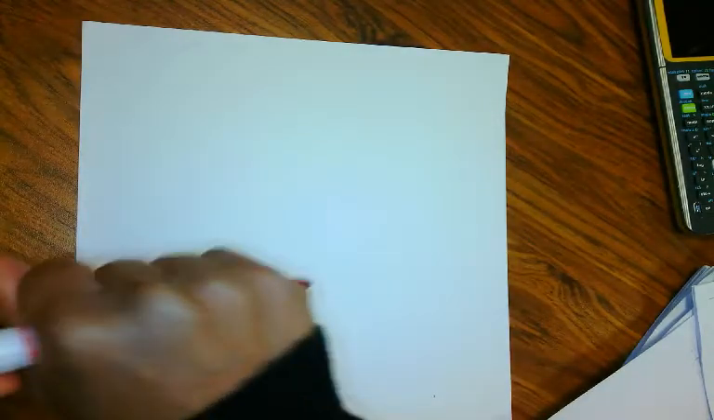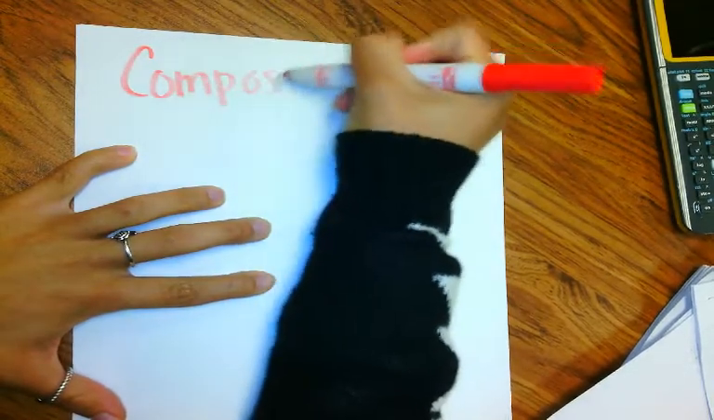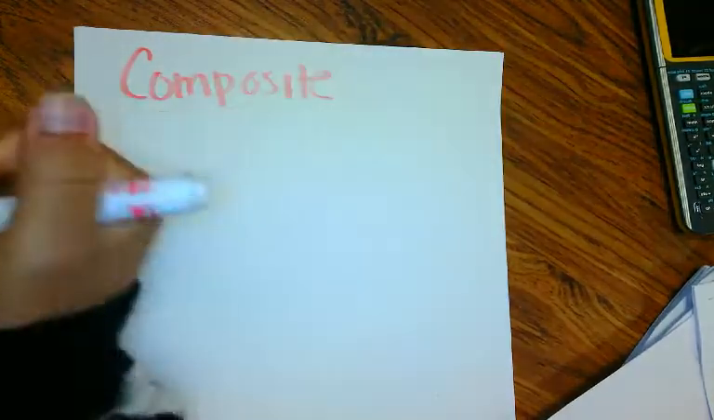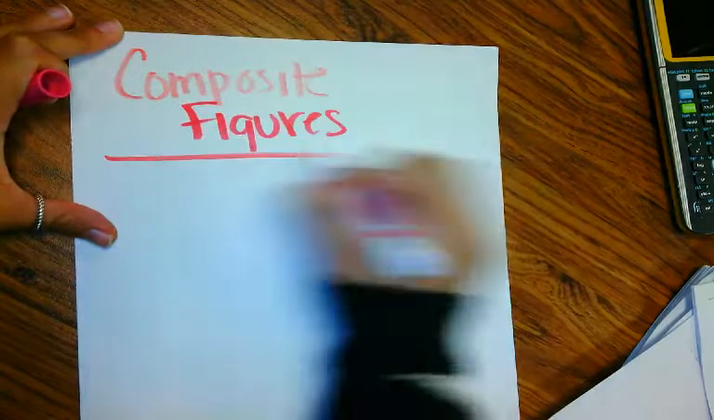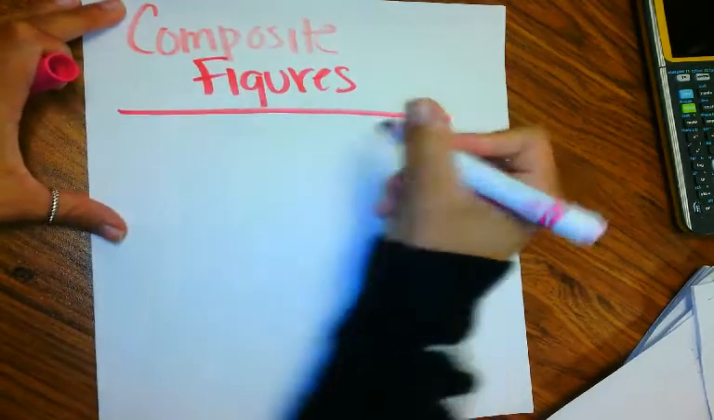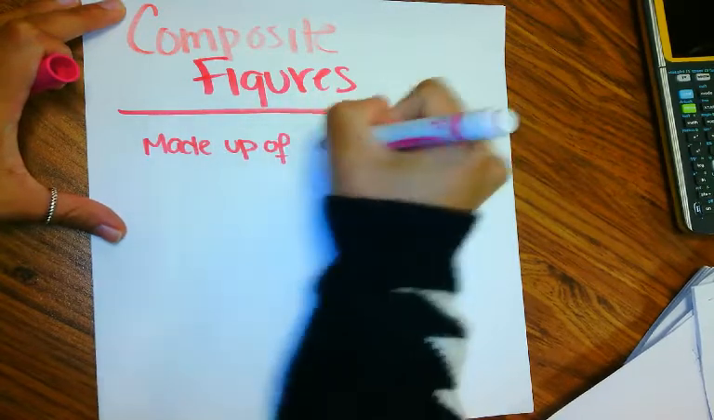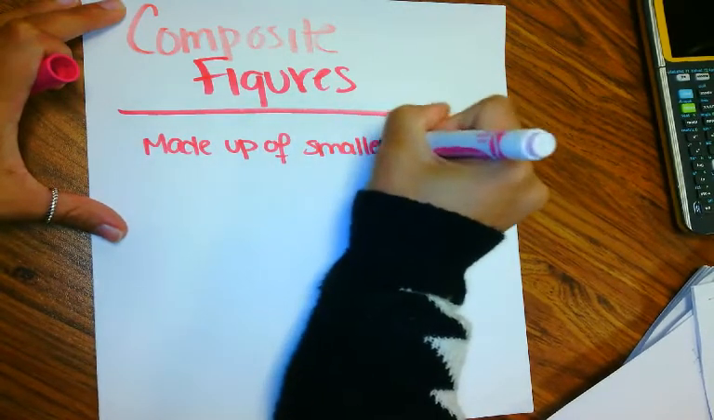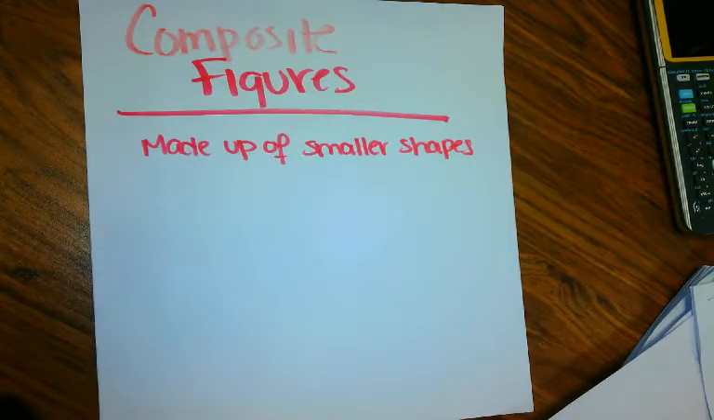Alright, so in this video, we are going to learn the second part of area and surface area, which is composite figures. A composite figure is basically a figure that is made up of smaller shapes.